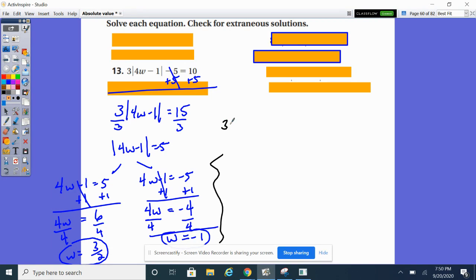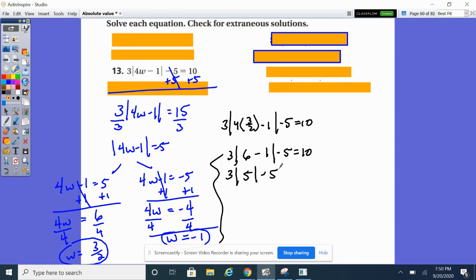The original equation was 3 absolute value of 4. Instead of w, we're going to put in there 3/2 minus 1 minus 5 is equal to 10. Let's go ahead and solve that one. So that'll give us 3 absolute value. 4 times 3, that's what's happening when you distribute. That gives us 12, and then 12 divided by 2, remember fractions are division, that would give us 6. Again, if you're bad with numbers, just put that into Desmos, put it in a calculator. We know 6 minus 1 is 5. And now the absolute value of 5 is still 5.